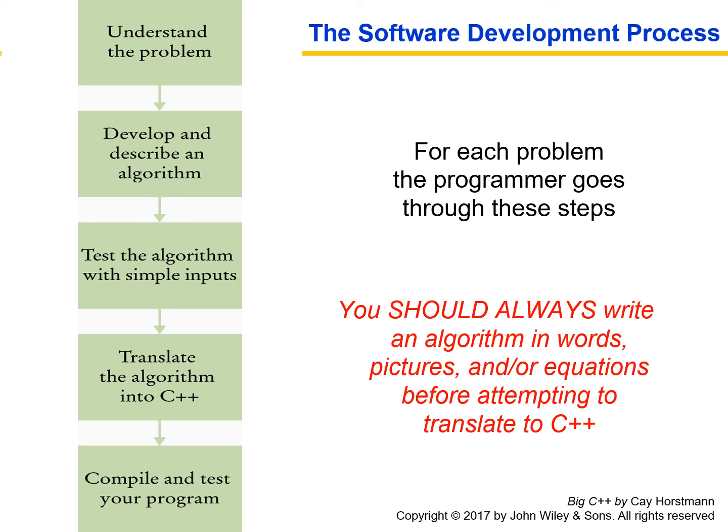Then, once you know your algorithm is right, you can translate the algorithm into C++. You should not, at your stage in the programming process, be sitting down to the computer and typing out a program in C++ when you haven't developed the algorithm by hand somewhere else. You should always write an algorithm in words, pictures, or equations before trying to write any C++.